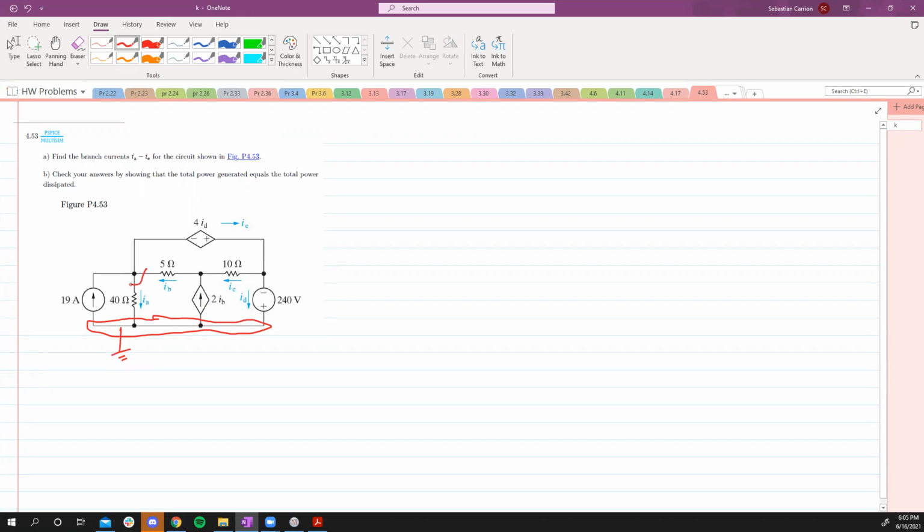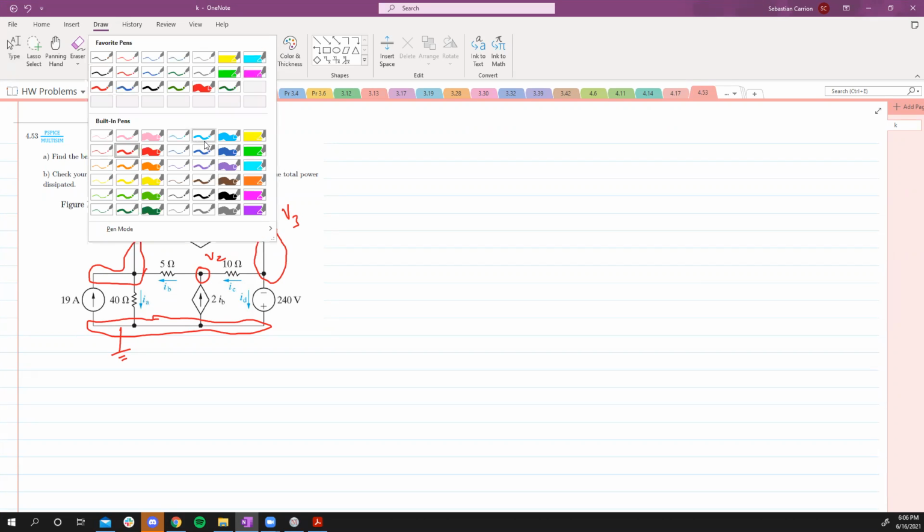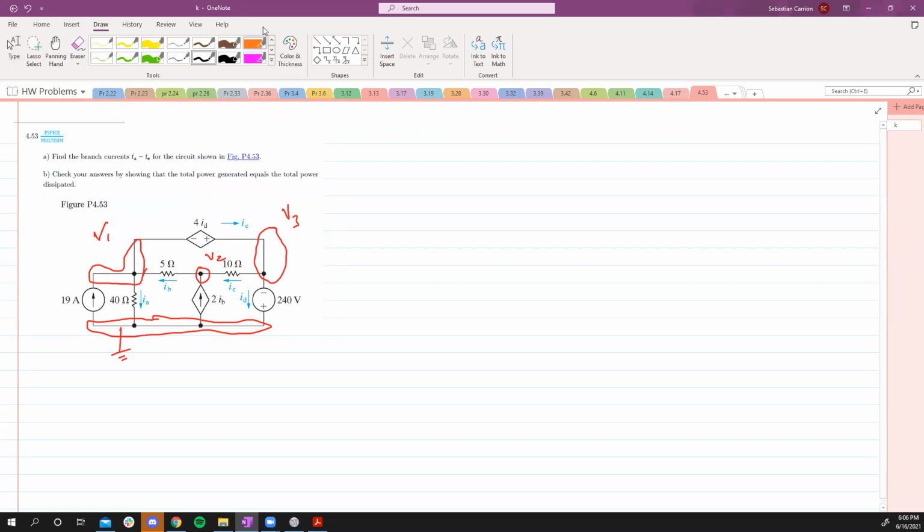I'm going to call this node here V1, this one V2, and then call this one V3. Looks like the labeling for the currents has already been made, so we can go do our KCL.